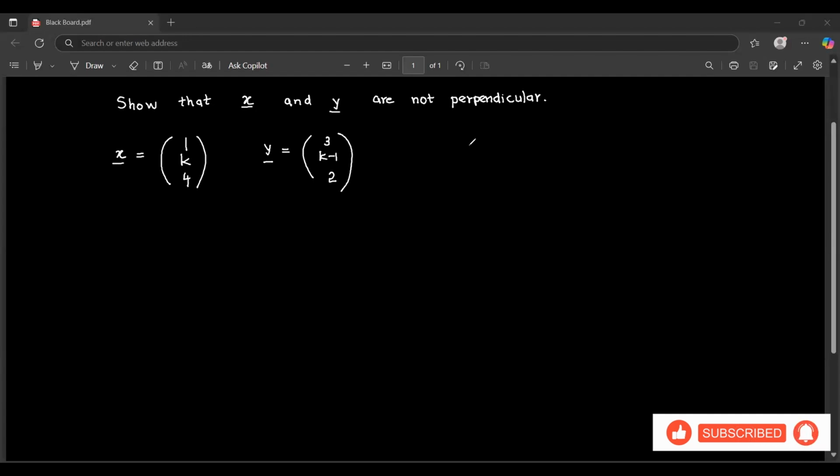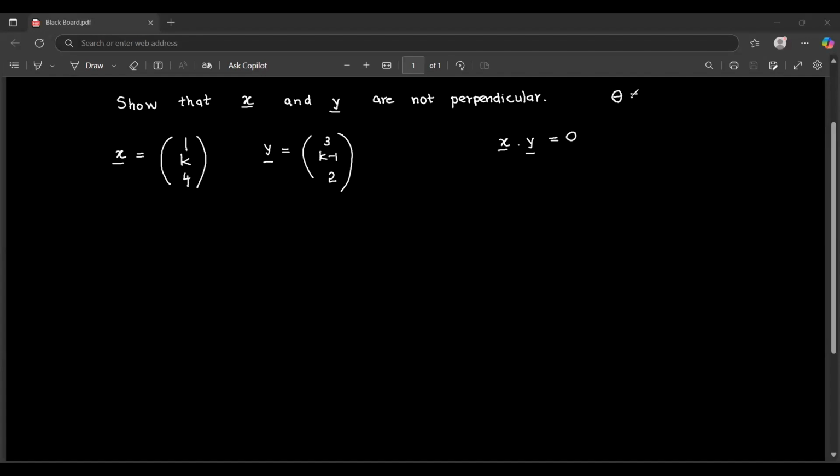So if vector x and vector y are perpendicular, we know the dot product of x and y should be equal to 0. Because if they are perpendicular, theta is equal to pi by 2, and x dot y is equal to modulus of x into modulus of y cos theta. And since cos pi by 2 is equal to 0, it should be equal to 0. So we can apply this to our benefit.